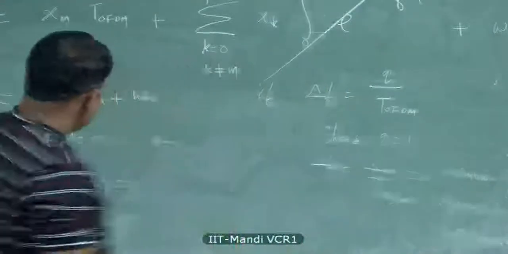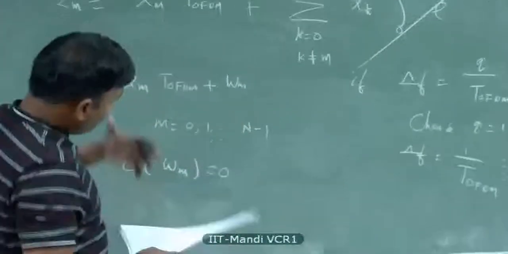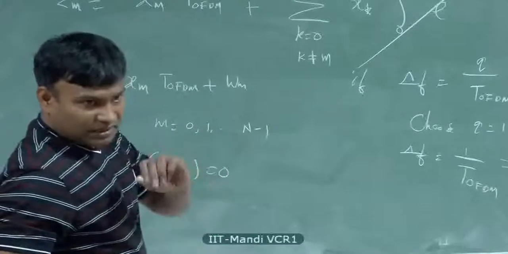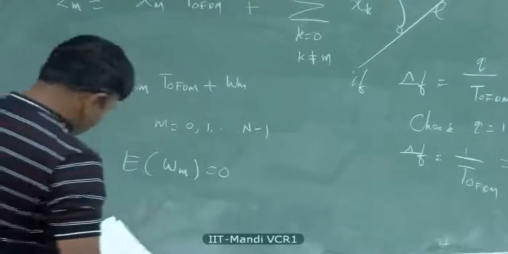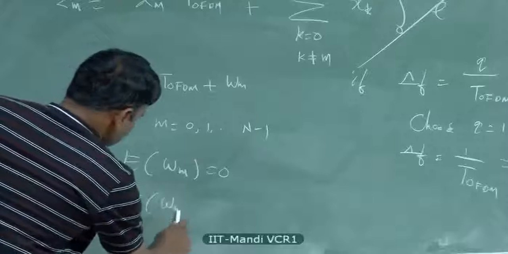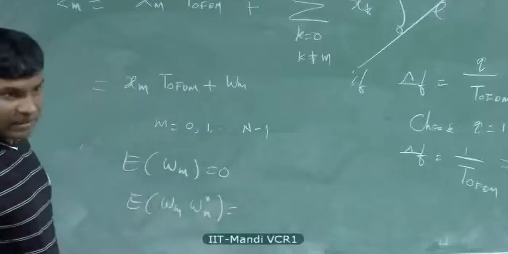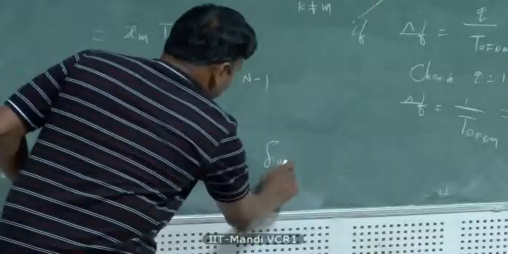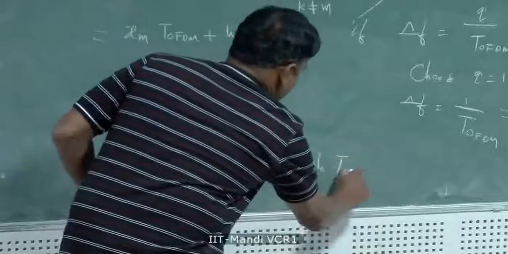Okay? You know, we don't have a lot of time, because if we go through every step, it will consume a lot of time. So I would skip some steps. I think they are good exercises for you, and this is one of those things. You can show that additionally, the expected value of W[m] multiplied by W conjugate of n, where m and n are different integers, is equal to delta_mn N_0 multiplied by T_OFDM.